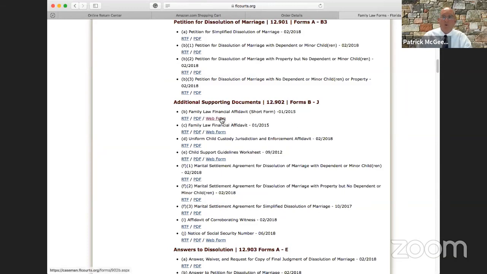It's available in web form where you could type it out on the web and it'll print it out for you, PDF and RTF, which is Microsoft Word. The long form is also in here under B, so that's 12.902. I'm sorry, Form 12.902C is the long form affidavit. Both of those are the first ones in the additional supporting documents column. So let's go back and go into an actual family law financial affidavit.